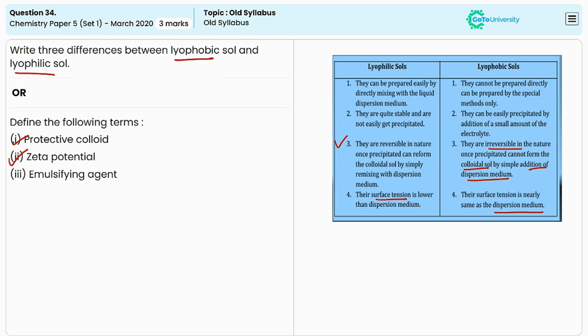The third term is emulsifying agent. This is a substance that helps to stabilize an emulsion by reducing the surface tension between two immiscible liquids such as oil and water. It allows these liquids to mix and form a stable, uniform mixture. The examples we can say are lecithin and surfactants. Emulsifying agents work by creating a barrier around the droplets and it prevents them from separation.